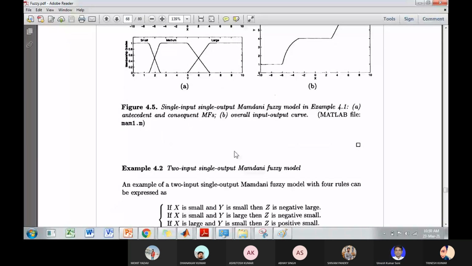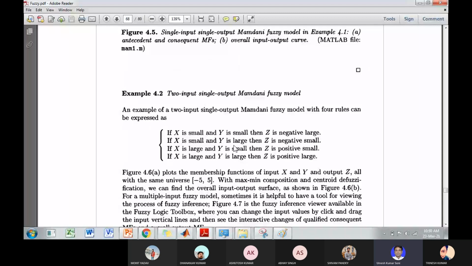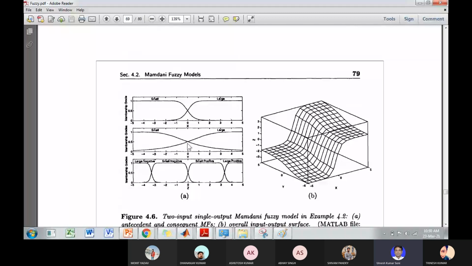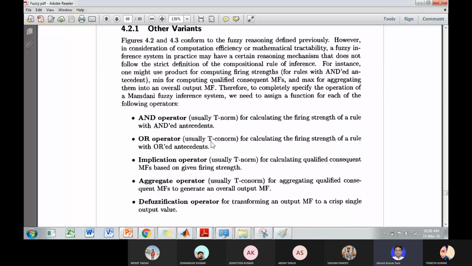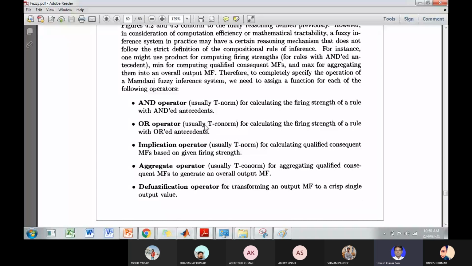So here the Mamdani fuzzy model shows a surface which has two inputs and one output. Okay, and these are different parts of the fuzzy inference system, that is the AND operator, OR operator, implication operator, and aggregator operator. Okay, and defuzzification is separate from the fuzzy inference system.